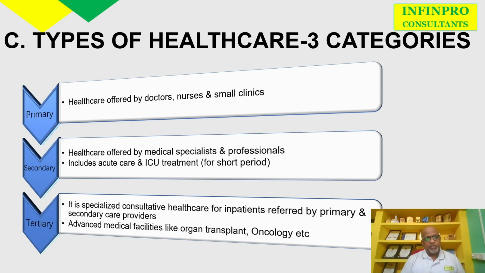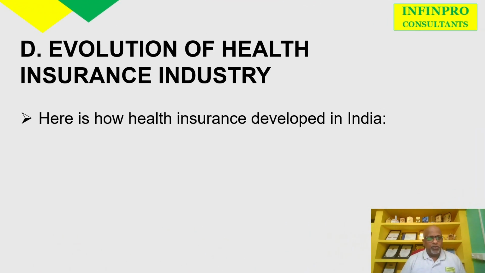And the last one, the tertiary healthcare system, is specialized healthcare available for inpatients referred by primary and secondary care providers. Advanced medical facilities will be available in tertiary healthcare. Considering the three categories of healthcare, depending on the need of the patient or the individual, they can avail services from any one of the healthcare systems present in their location.